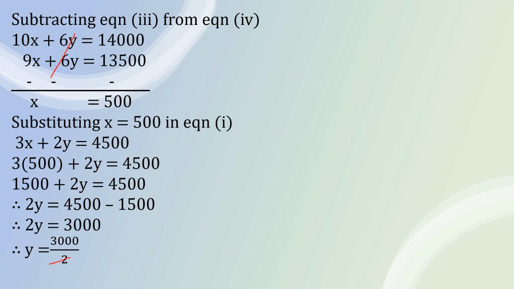So simplify, 2 ones are 2, 2 ones are 2. So 10, 5 will remain, 5 twos are 10 and 2 zeros are there. So we'll put 2 zeros. So we get the value for y is equal to 1,500.